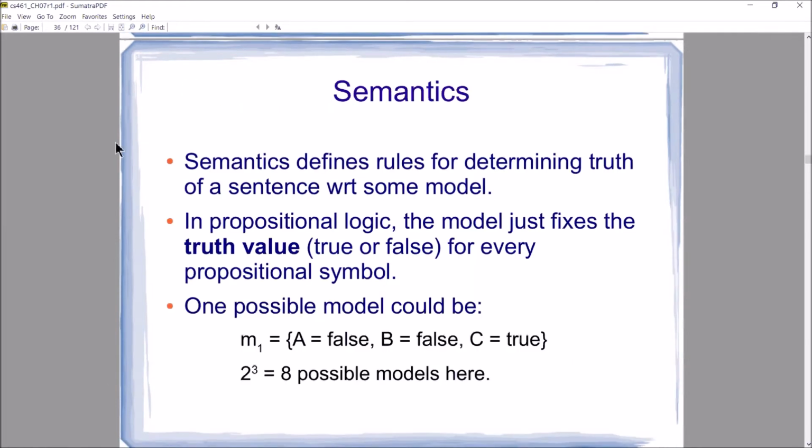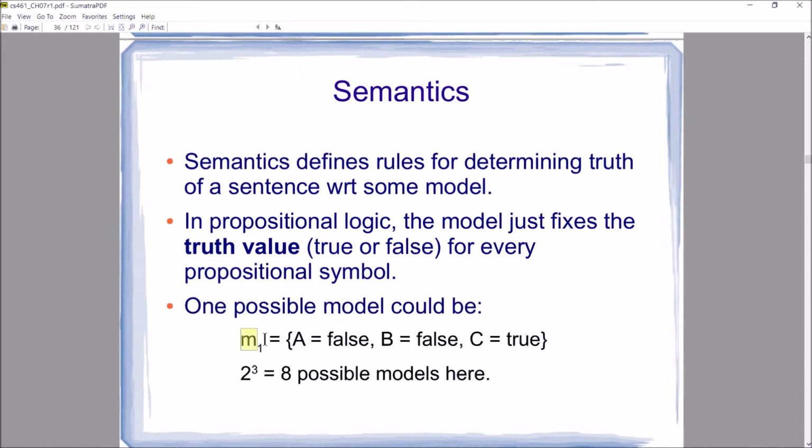Okay, so semantics, right? As we know, semantics means meaning. We talked about that last time. And the semantics in this logic are going to define the rules for how you figure out if a sentence is true in the context of some model, right? So, in propositional logic, your model is just taking the truth value, true or false, and assigning it to every propositional symbol.